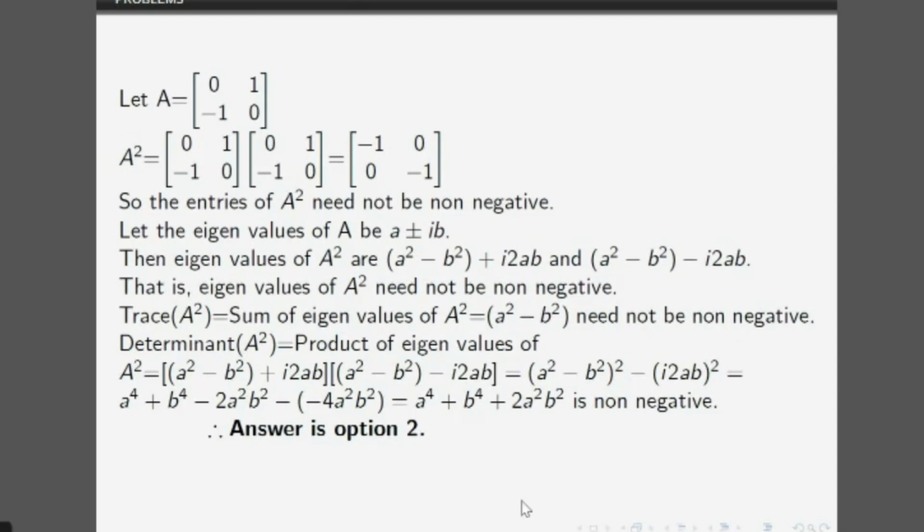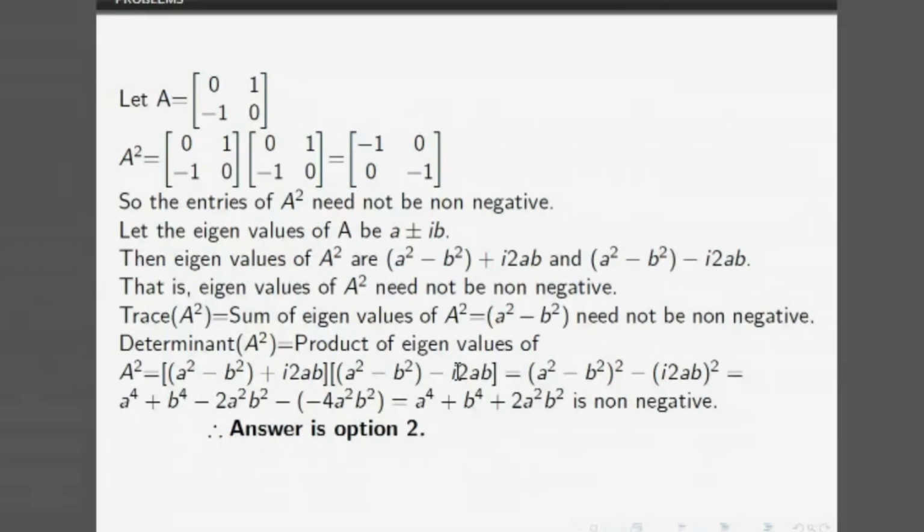Then comes trace. Trace is just the sum of these 2 values. The trace of A square is a square minus b square, which again need not be non-negative. It depends on what values a and b have. And finally, it is the determinant, which is the product. Upon computation, we get its value as a power 4 plus b power 4 plus 2a square b square. So whatever the values of a and b we have taken, it will be non-negative. So the answer is that the determinant is non-negative.